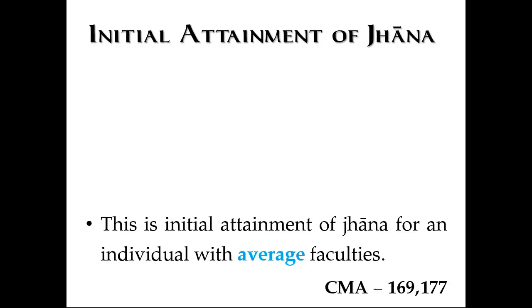But for the puthujjana or worldling, and for trainees, it is the 4 wholesome cittas. For the Arahant, the 4 functional cittas accompanied by knowledge, right? So here we can divide two individuals, one with average faculty, one with keen faculty. But both of them have a certain degree of knowledge or wisdom, paññā. Without paññā, you cannot attain jhana. So this is for the individual with average faculty.